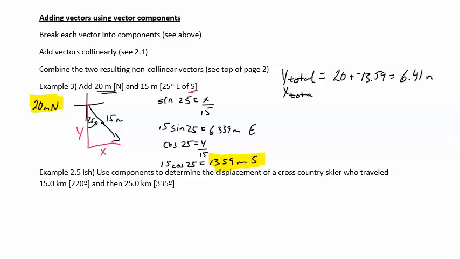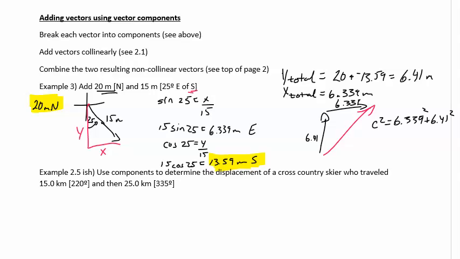That total x, well, there's only one of them, so it's nice and easy, of 6.339 meters. So we're going to add 6.41, 6.339, adding tip to tail again, coming up like this, and now we're going to use trig to find the total resultant. 6.339 squared plus 6.41 squared. We wind up with the resultant of 9.0 to 2 digits.